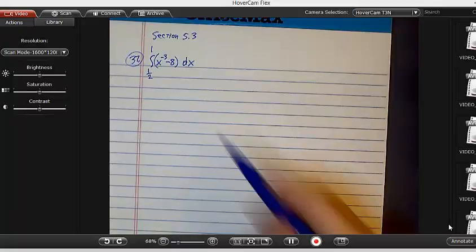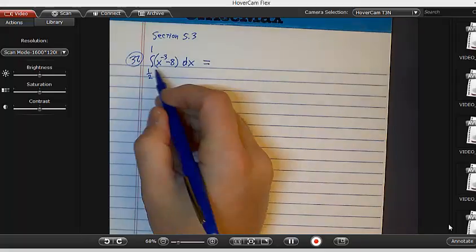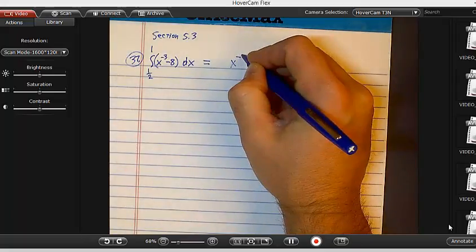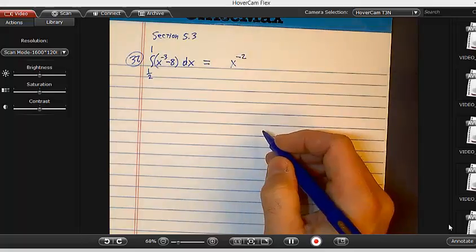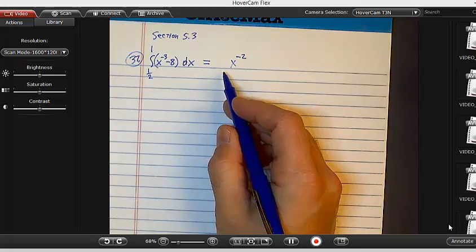I have the problem. I'm going to try and take the antiderivative. And so when I see x to the negative 3, that becomes x to the negative 2, because I add 1 to the exponent. But then I have to put something out front. So what am I going to put out front?